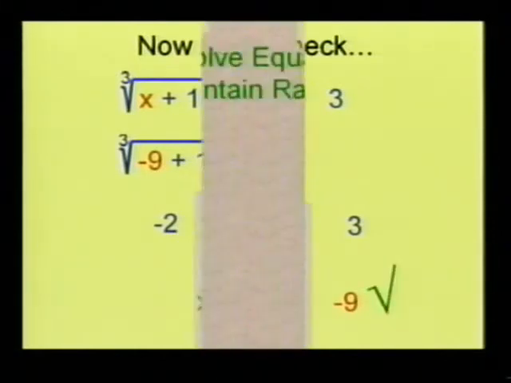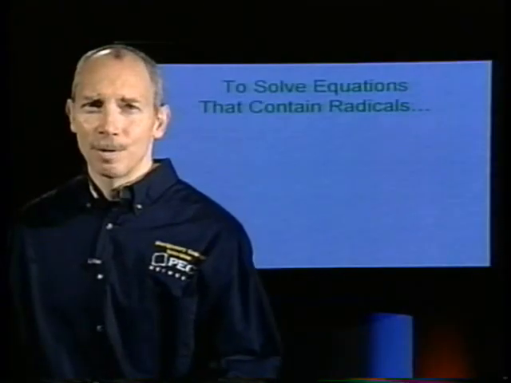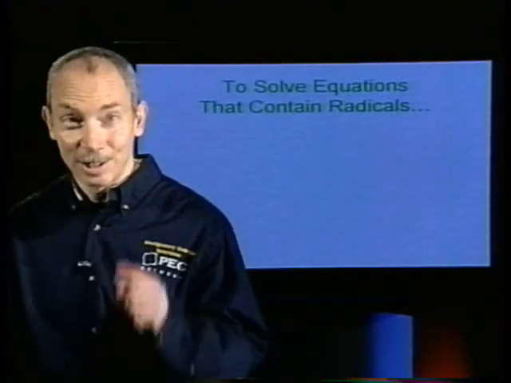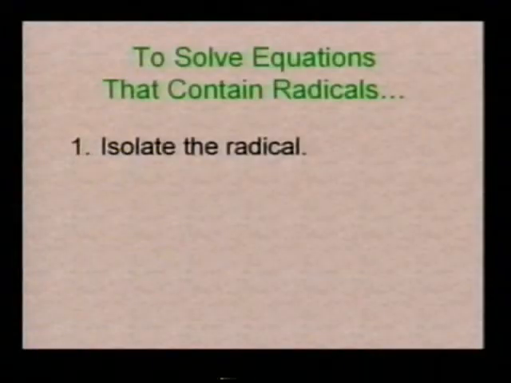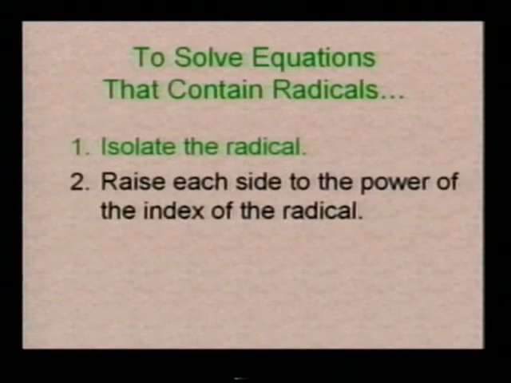Okay? So you can see, I hope, what I was talking about when I said the steps are isolate the radical, not automatically square both sides. Now I use my secret weapon! But rather raise each side to the power of the index of the radical. If it's a square root, you're going to square both sides. If it's a cube root, you're going to cube both sides. If it's a fourth root, you're going to raise each side to the fourth power.